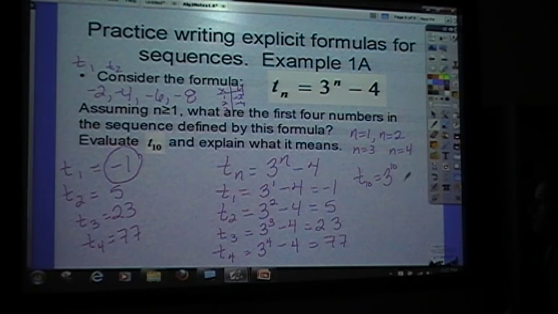That'll be 3 to the 10th minus 4. That's a definite calculator problem. I think it is 59,045. Okay?